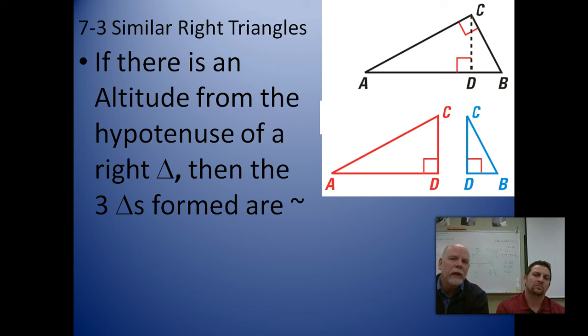So in this particular case, that altitude that we drew, the CD, is what we call the geometric mean in the big triangle. It's actually one of the geometric means. So CD ends up being a geometric mean where it splits the hypotenuse. So CD is the geometric mean between AD, one part of the hypotenuse, and BD, the other part of the hypotenuse. Okay, and there are some other geometric means in here.